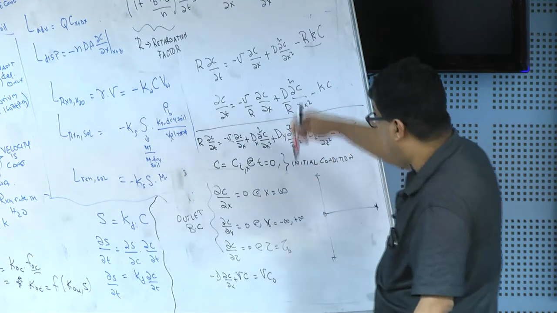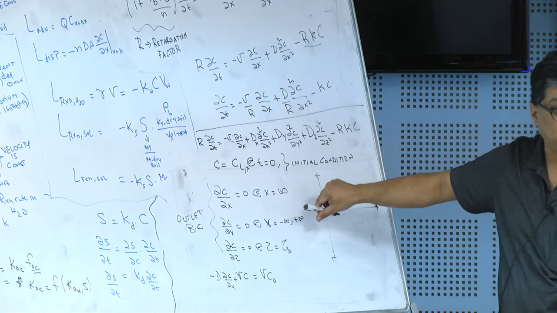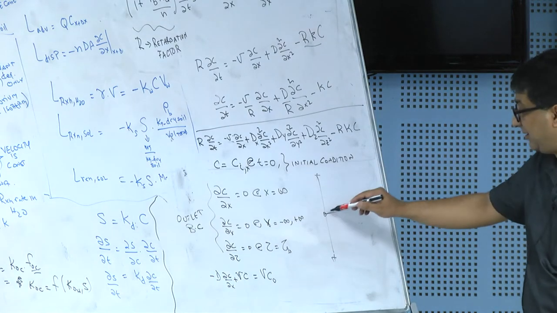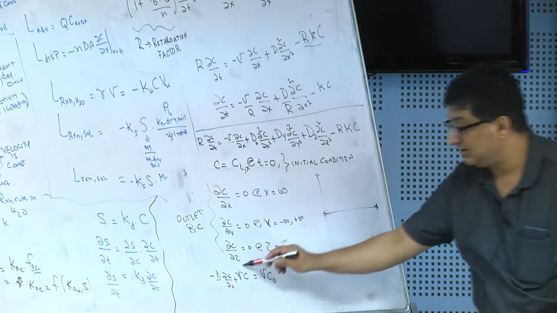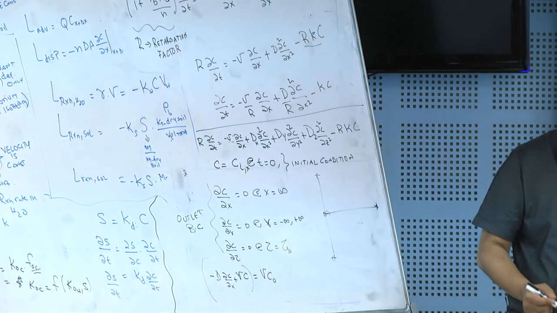So here we assume that the flow is coming and there is a loading, a flux of vC naught, and once it comes to the other side of the inlet, the transport is controlled by both advection and dispersion. Okay.